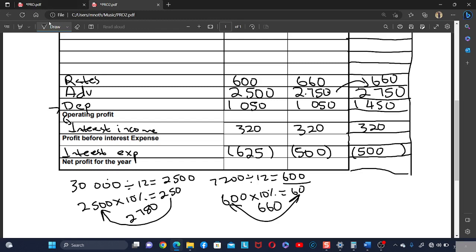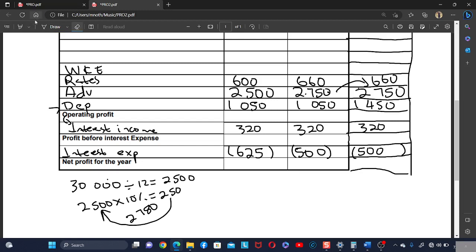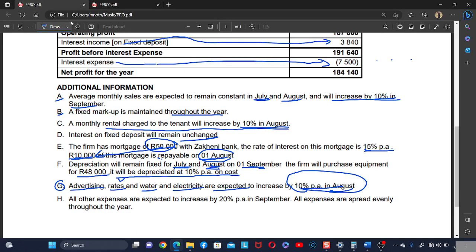And then the next one is water and electricity. How much are they?